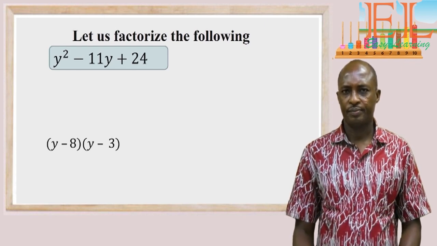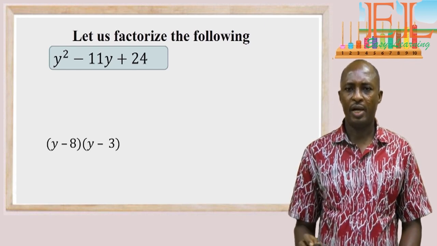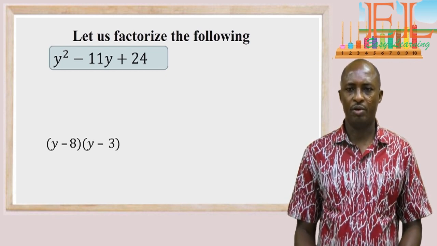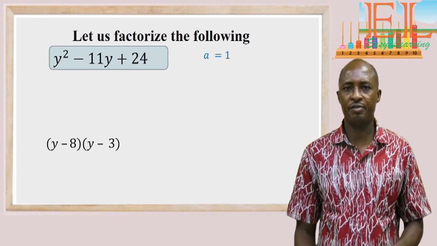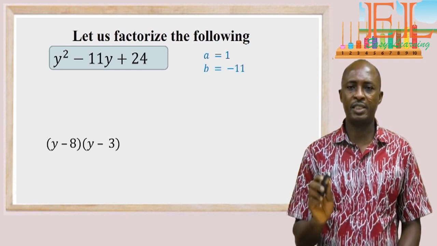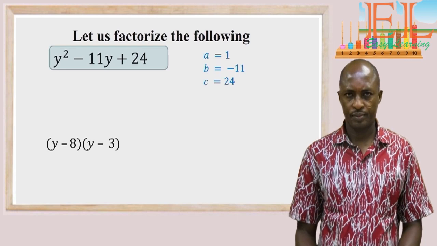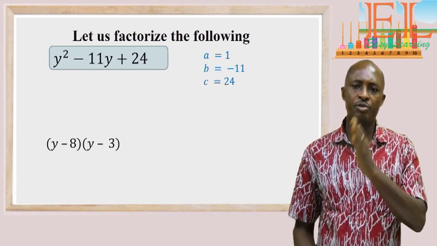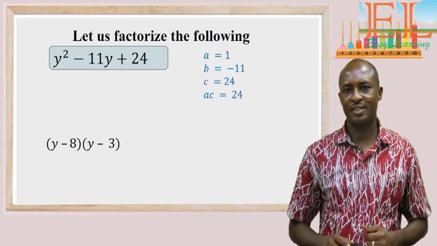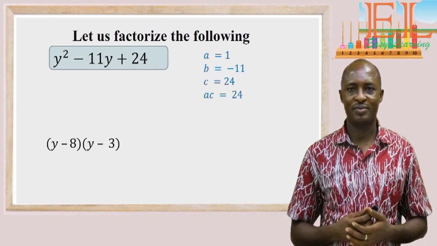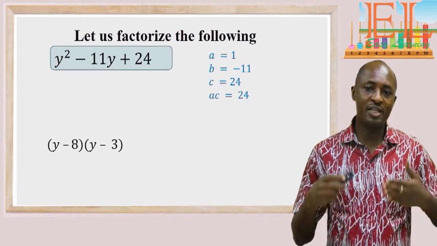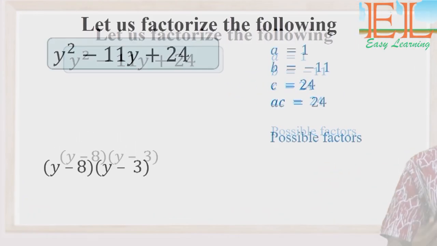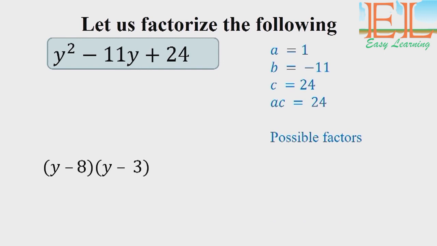Now here, our a is 1, our b is negative 11, and of course our c is 24. So a times c is 1 times 24, and that gives us 24. Now we are going to find two factors of 24 such that when we add them, we'll get negative 11.